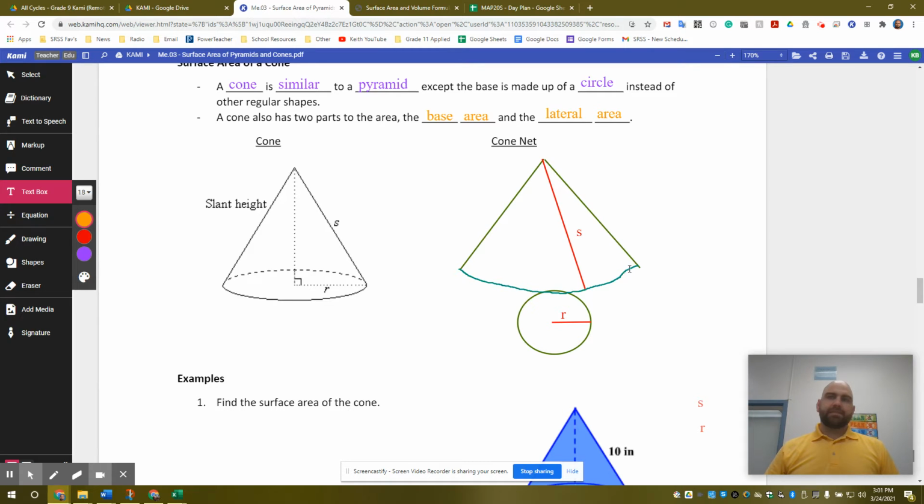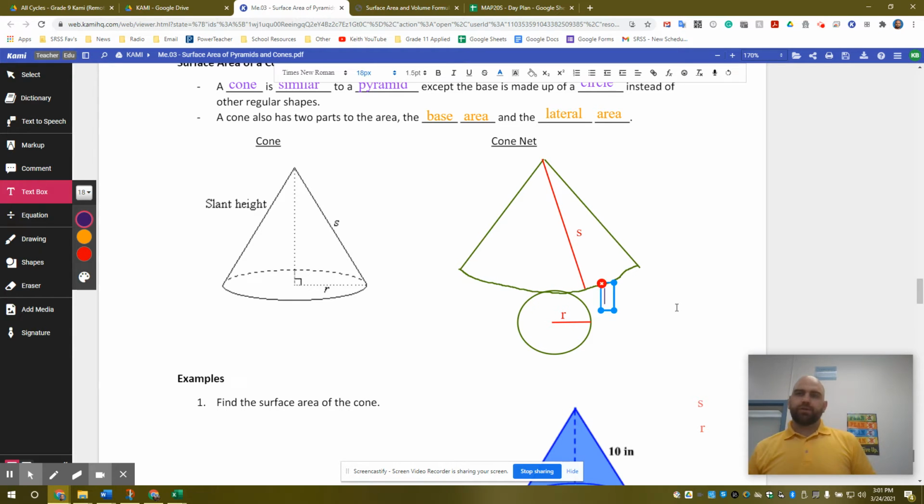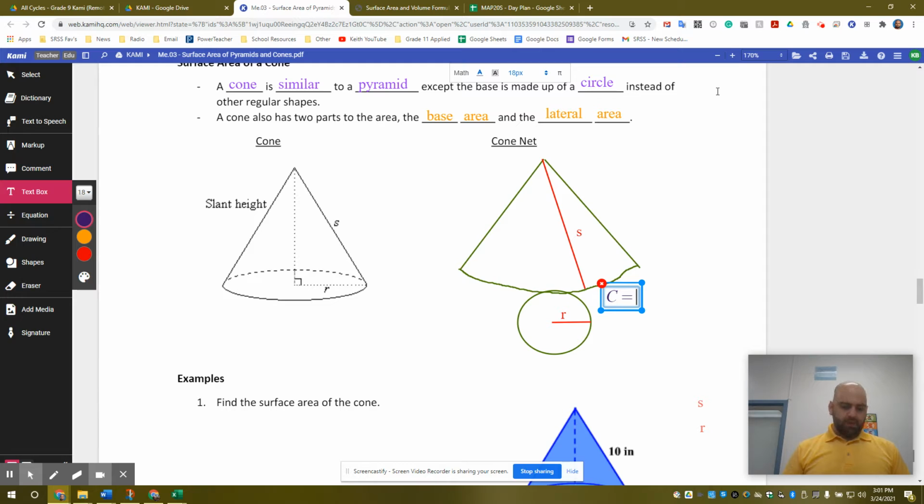This lateral area is a little bit different. It resembles a triangle, and we're going to use the idea of a triangle as our template. We have the height of the triangle, that's our slant height, but this length right here is our base. And our base is the same length as the circumference of our circle, so we can write that length as circumference equals 2 pi r.